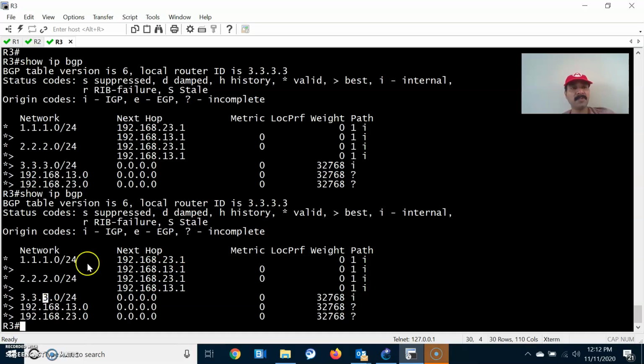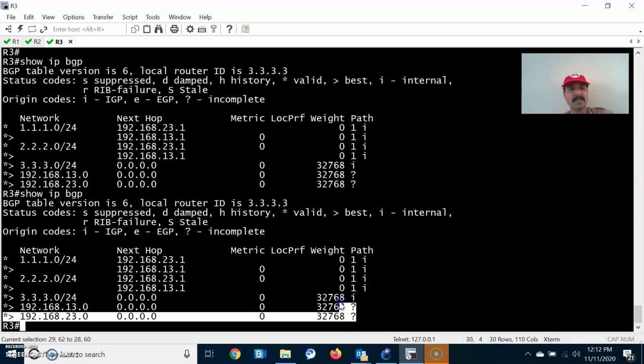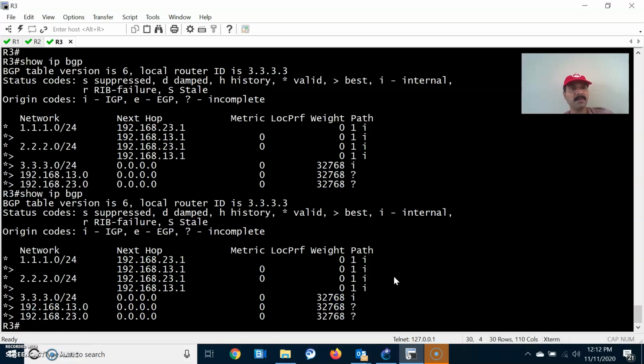So that is the purpose of the origin code. The origin code is a well-known mandatory BGP attribute. If it is advertised via the network command, it will show as I, or if it is advertised via an IGP, the interior gateway protocol, it will show up as I. If it is advertised via redistribution, it will show up as a question mark. It will not show EGP as E since it is a historical protocol. I is for IGP, E is for EGP, and the question mark is nothing but incomplete. So this is how the origin code works.